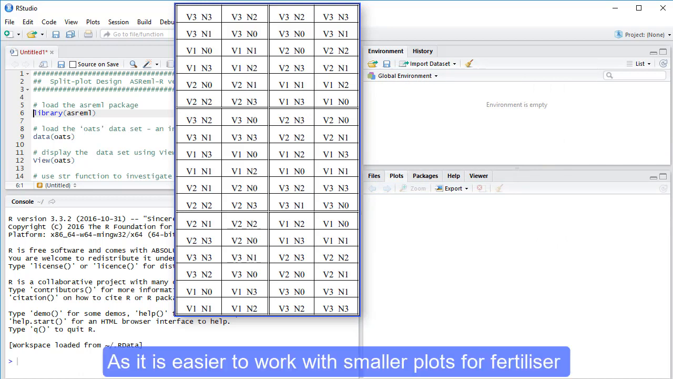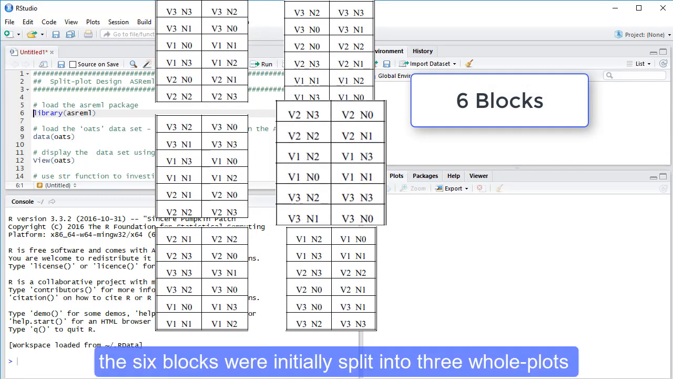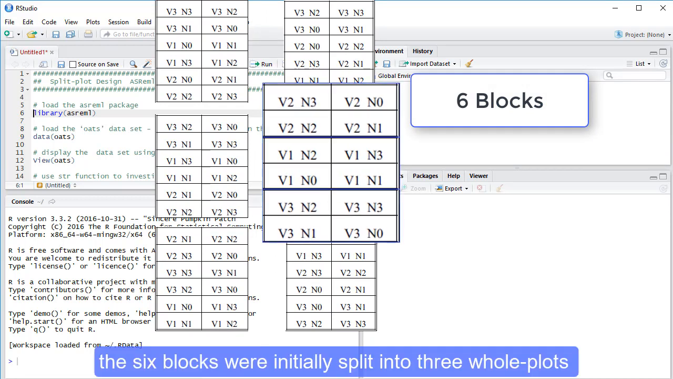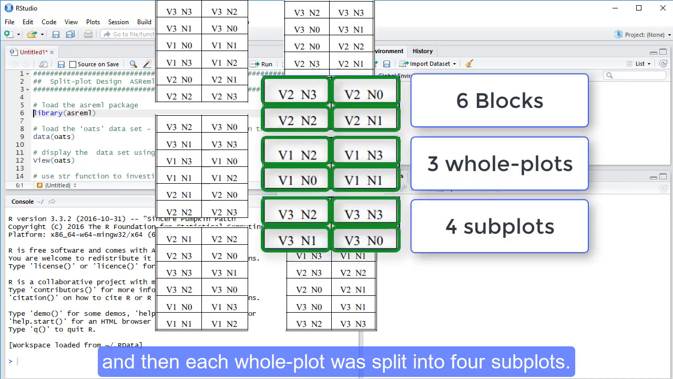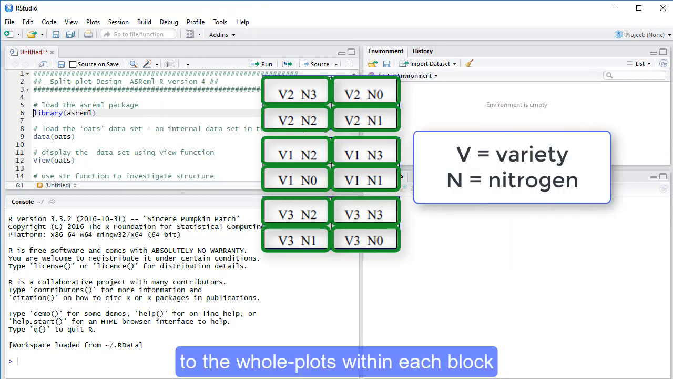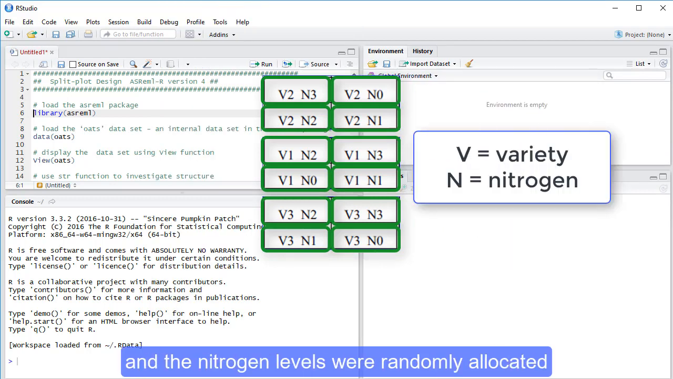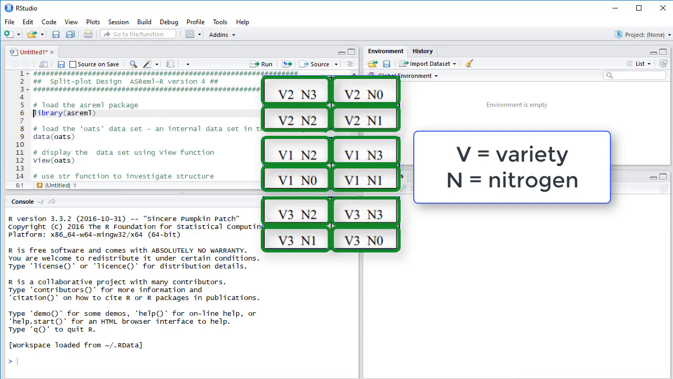As it is easier to work with smaller plots for fertiliser than for varieties, the 6 blocks were initially split into 3 whole plots, and then each whole plot was split into 4 subplots. The varieties were randomly allocated to the whole plots within each block, and the nitrogen levels were randomly allocated to the subplots within each whole plot.